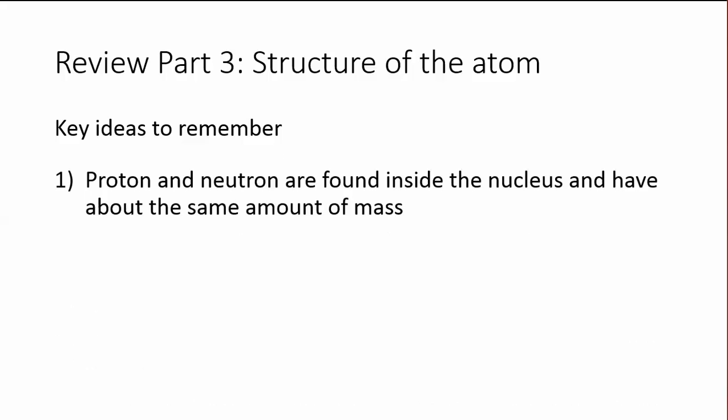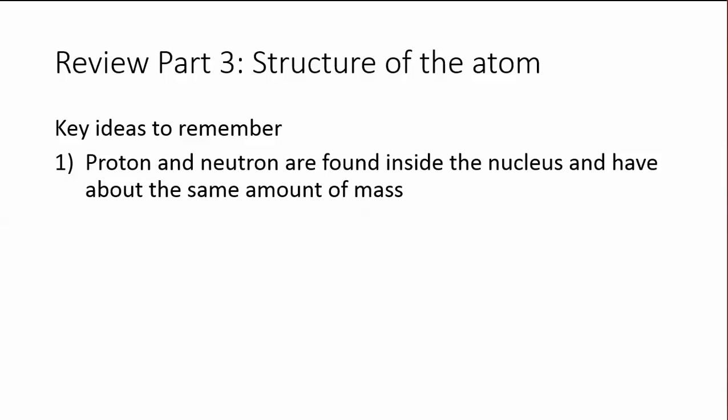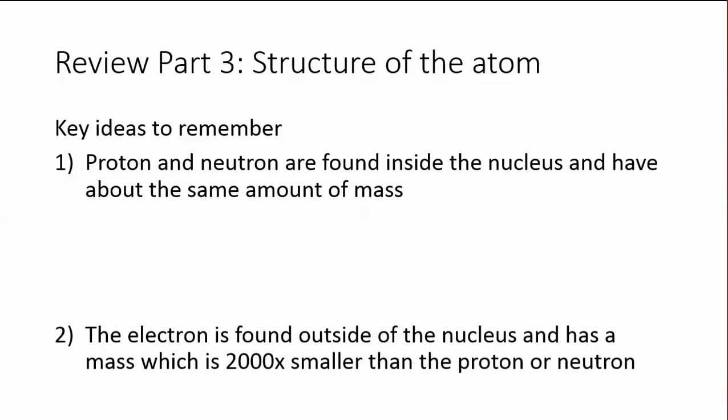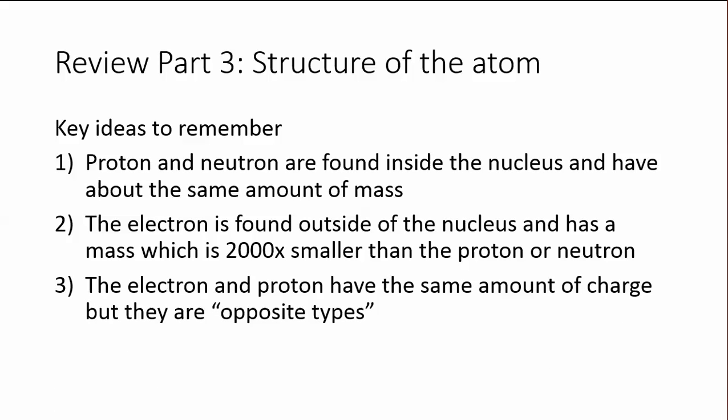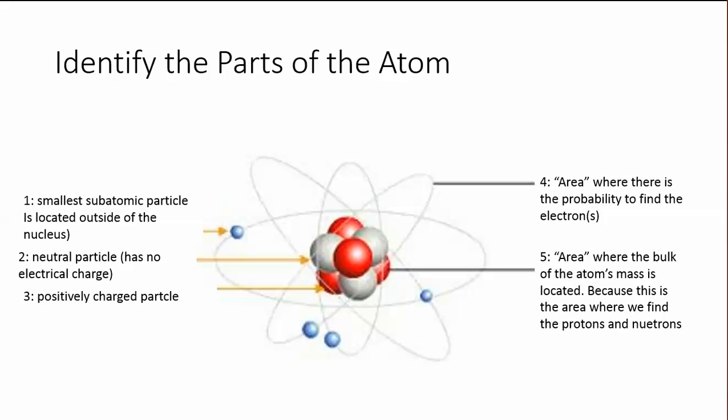Key ideas to remember here are the proton and the neutron are found inside the nucleus and have about the same amount of mass. The electron is found outside the nucleus and has a mass about 2,000 times smaller than the proton or the neutron. And the electron and proton have the same amount of charge, but they're opposite types, proton positive, electron negative.